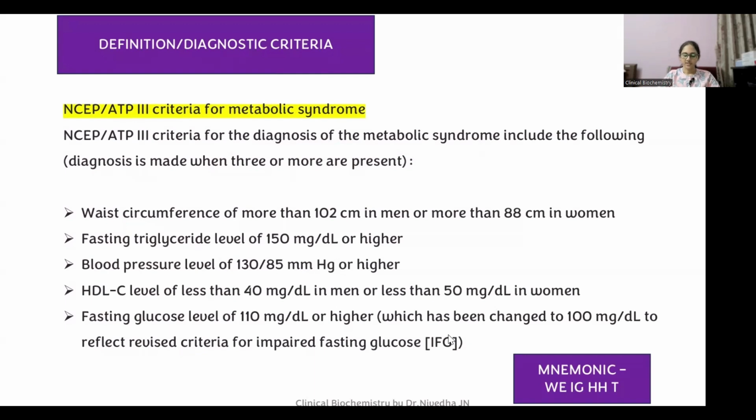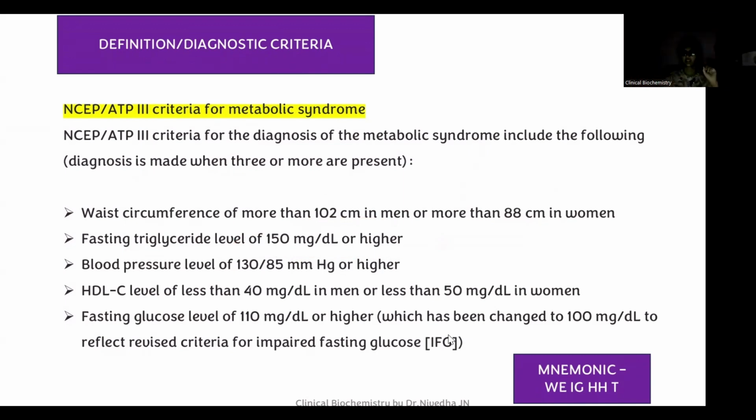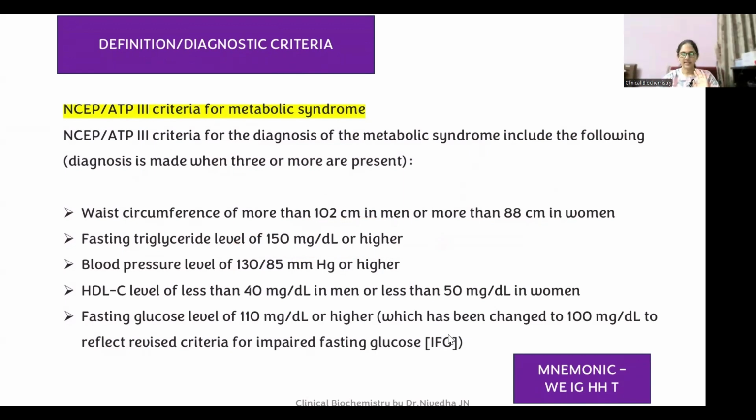So what are they? First one is waist circumference of more than 102 centimeters in men and more than 88 centimeters in women. Then you have your fasting triglyceride level, which is more than or equal to 150 milligram per deciliter. Then you have your blood pressure level, when it is more than or equal to 130/85.